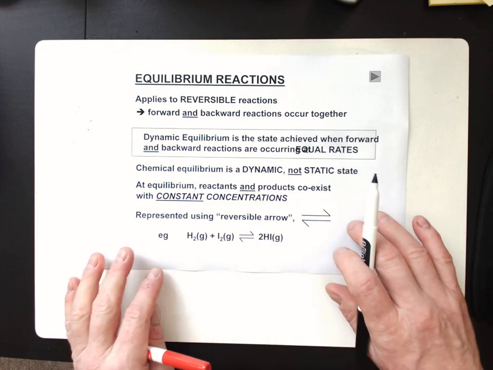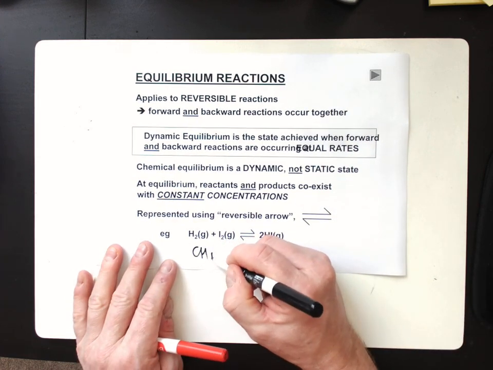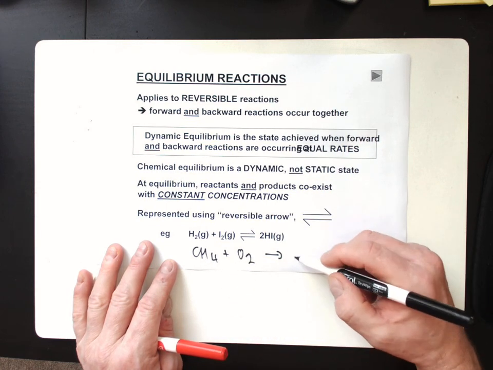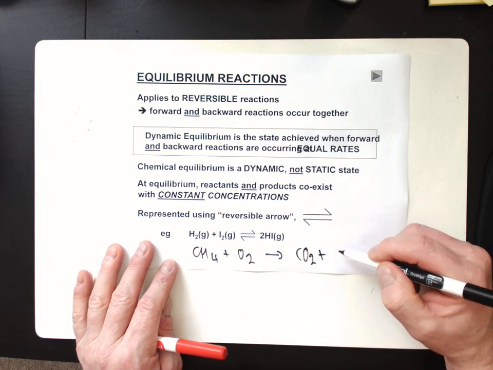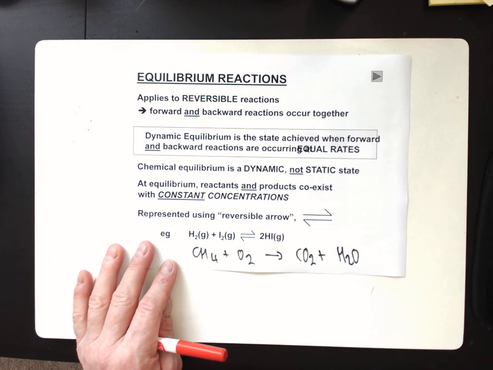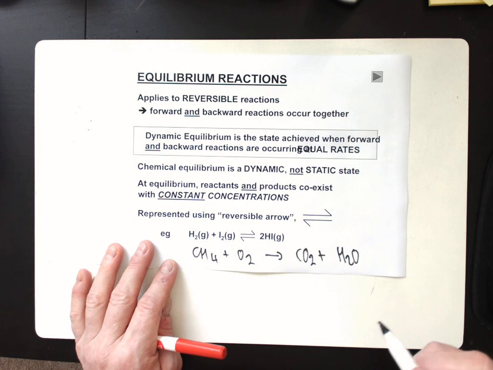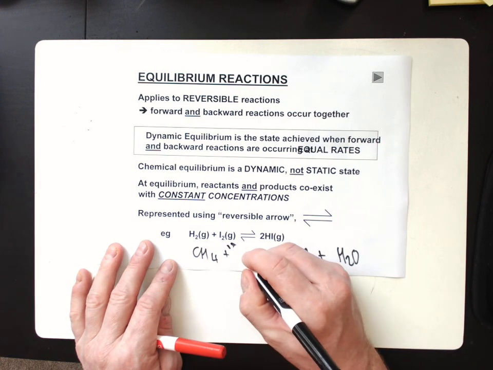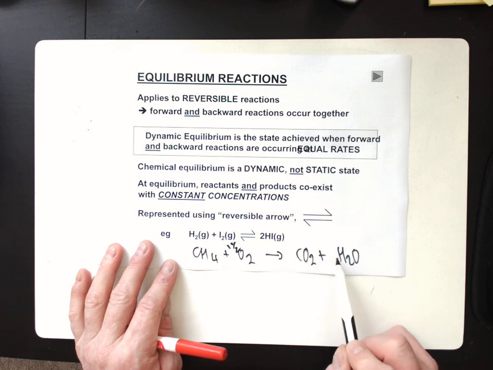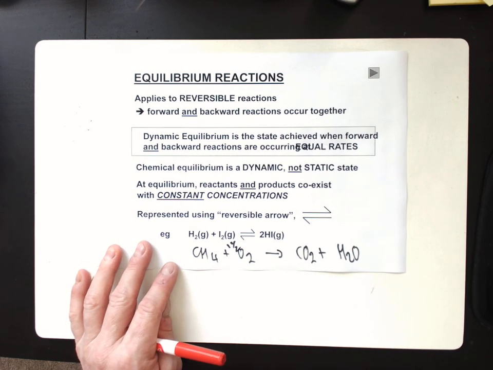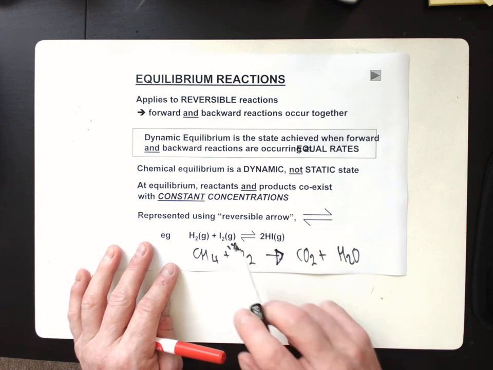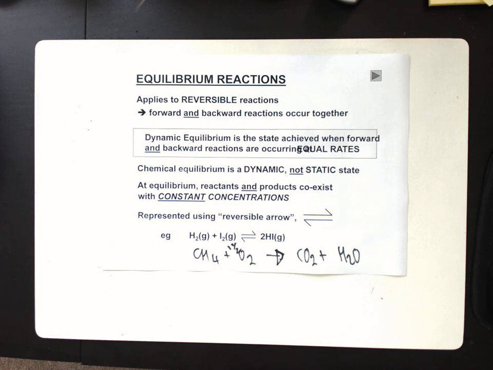If you compare that to something like if I combusted methane, natural gas. Okay, when I combust natural gas, when I burn it, in other words, that is not a reversible reaction. When I get the carbon dioxide and water, they don't combine together to go back to oxygen and methane. So that is represented by this one-way arrow here, whereas we represent our dynamic equilibrium by that.